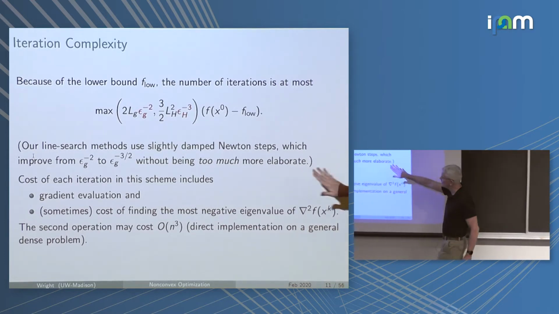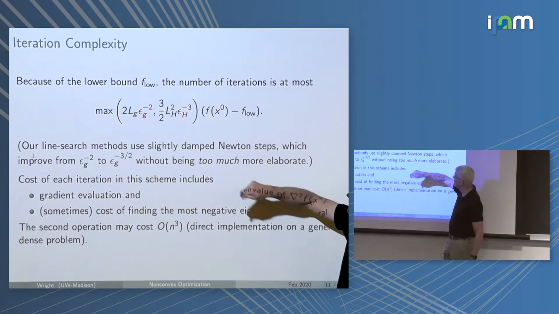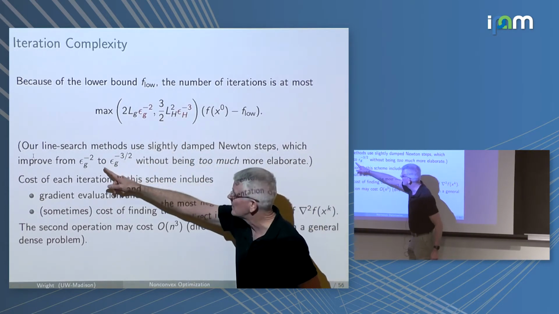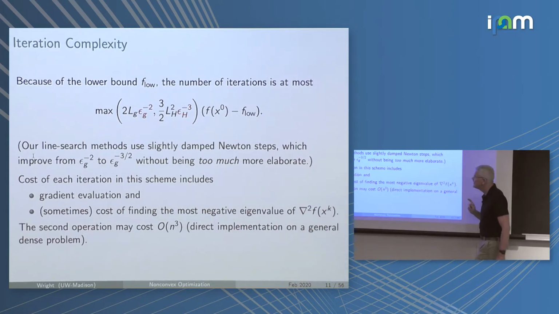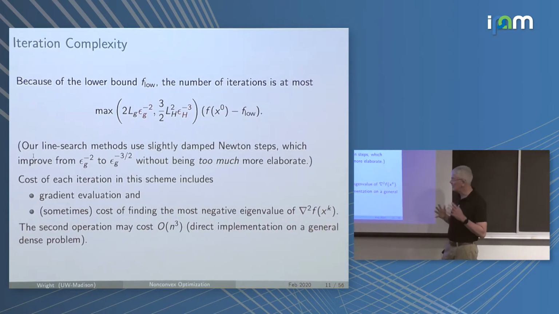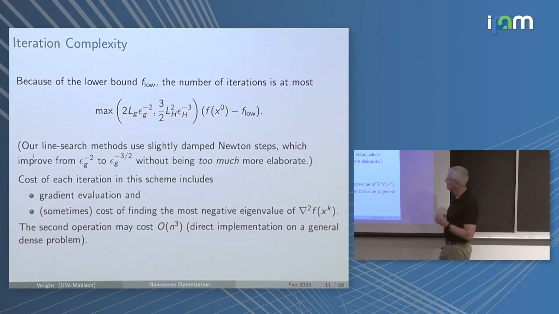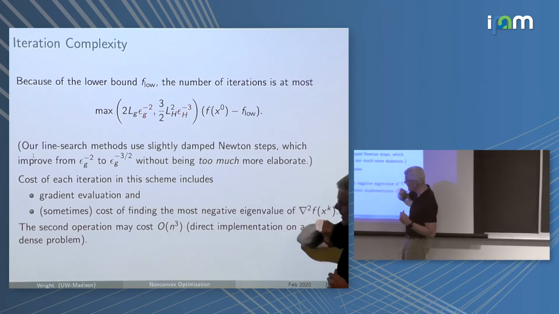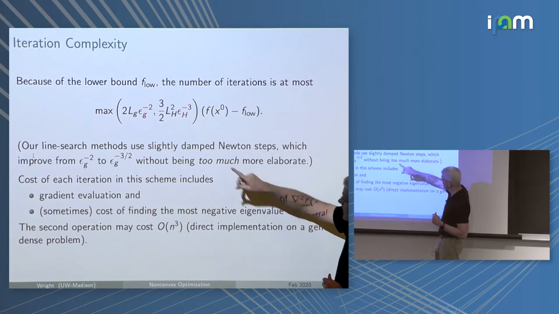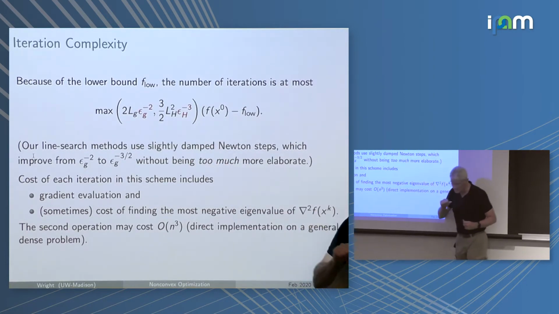And actually, the optimal bounds are not too much better than this. You can turn this epsilon g to the minus 2 into an epsilon g minus 3 over 2, but that's a lot of work. And we do that, and those papers that I cited earlier from 2017 also achieve the same sorts of bounds. So how expensive is each iteration?